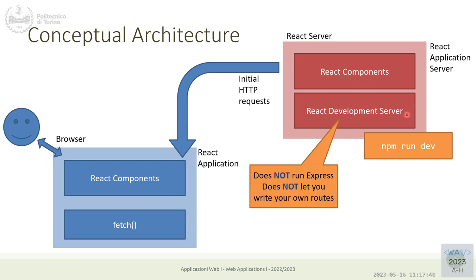The React development server is quite limited. It's nice because it does all the automatic refreshing and something like that, but it doesn't run Express. It's not Express, it's another server. And so you cannot create your own routes. You cannot implement an API. Even if we have an HTTP server here, you cannot use it for implementing your own APIs.